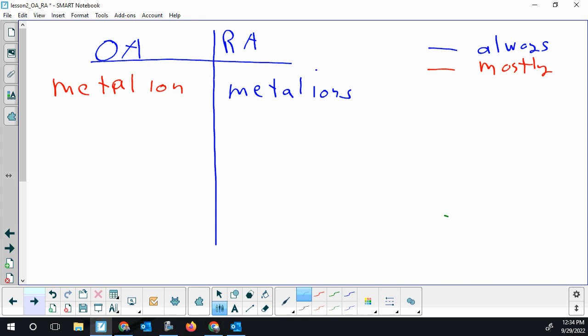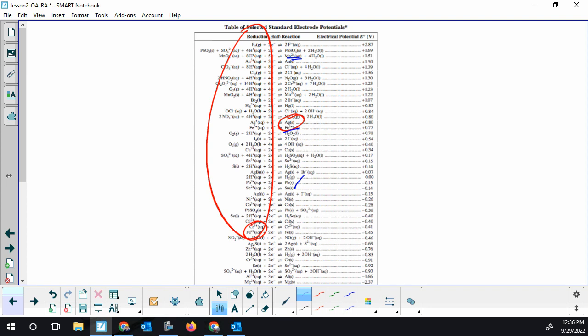Now we want to keep looking for some more patterns. So I'm just going to pause and let you think. Do you notice any other trends in that table that we can summarize? So to highlight the last few trends, I'm going to flip back to my table.